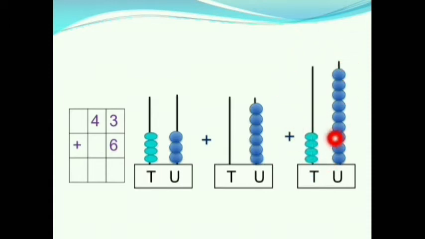How many bits are there in units place? There are 9 bits in units place. So we will write 9 in units place. How many bits are there in tens place? There are 4 bits in tens place. So we will write 4 in tens place. Therefore, the sum of 43 and 6 is equals to 49.